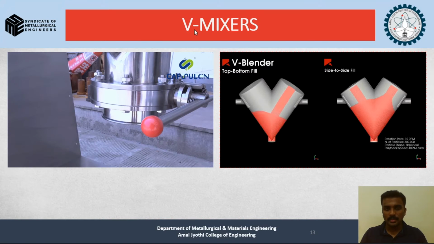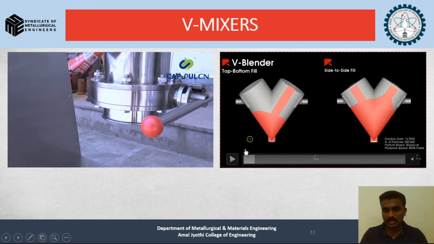Now we have the third unit, the V mixture. In the first video and second video, we can see that it is taken from the V blender. This particular video is from YouTube, and we have two classifications for this V mixture, that is the top bottom feed as well as the side to side feed. Two processes can be clearly shown here: the top bottom feed, where we are feeding the material from the top, and the side feed, where feeding is possible from the side, and by that means we have two classifications of the V mixtures.